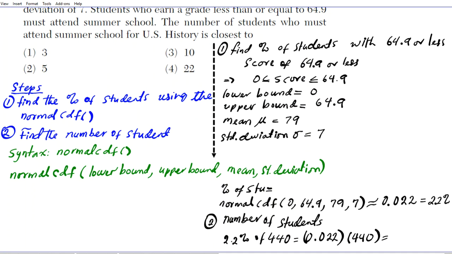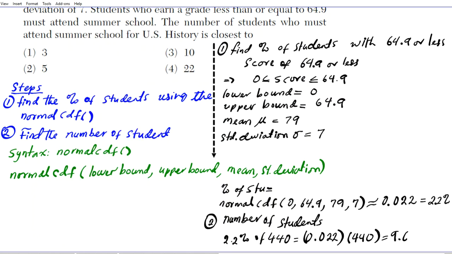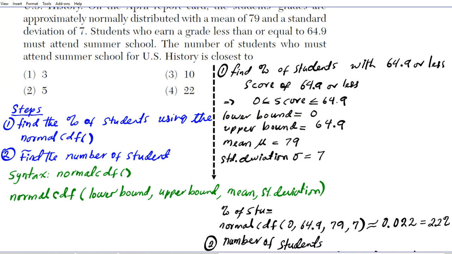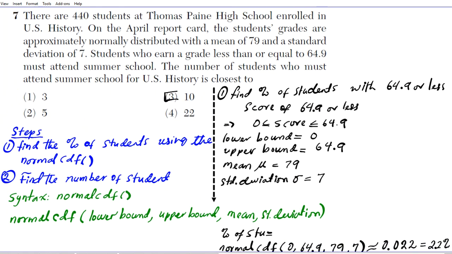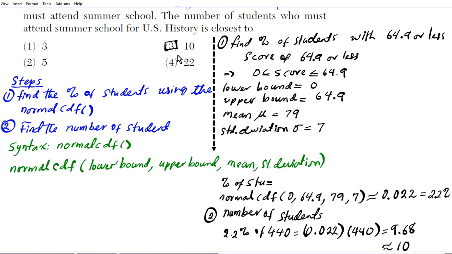Alright, we already have the decimal form of the answer in our calculator, so all we do is press times. So it calls up our previous entry, multiply that by 440, and then we have 9.68. Okay, so if we want to round this, it's going to be to the nearest whole number, which is approximately 10. Our answer to question 7 is option number 3. Okay, so 9.68 is closest to 10.